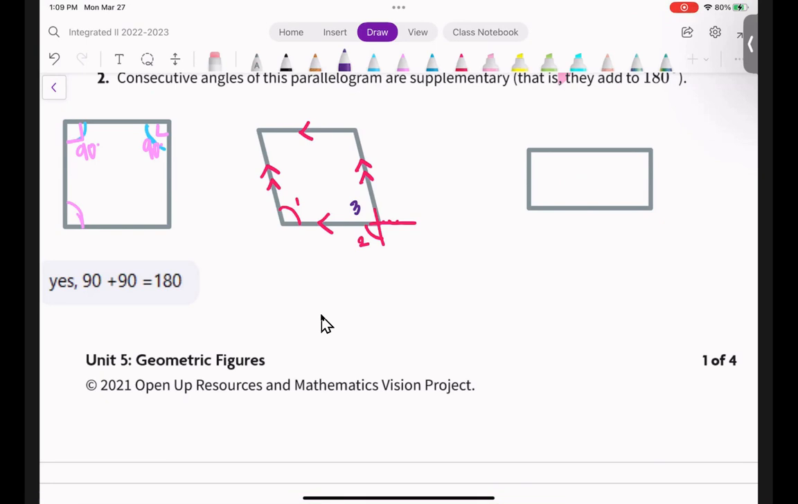What do you guys see? Yes, they're on the same line. Very good. And what does that mean? What does that mean if they're on the same line? What do they add up to? Very good.